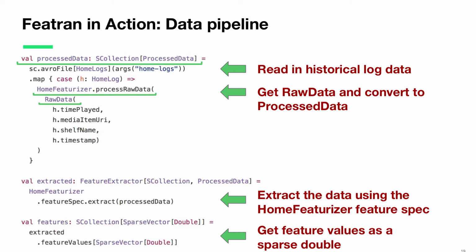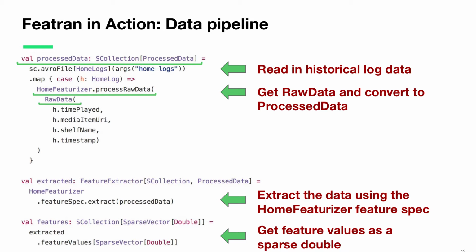And so the next part was just calling this process raw data function. And at the end, we have an SCollection of our process data. So a very simple transformation of just going from our raw data and converting it to our process data. And then next is extracting the data using the home featurizer feature spec. So we're calling the home featurizer feature spec to get our feature specification that we've written for our process data.